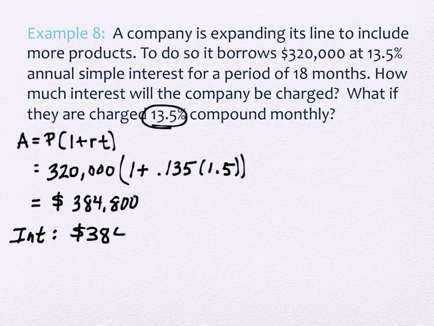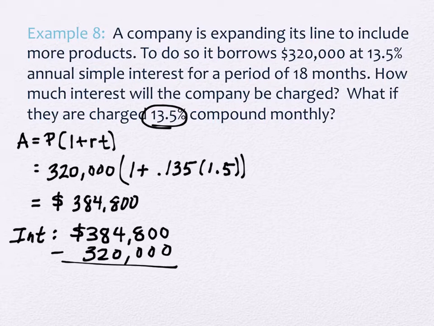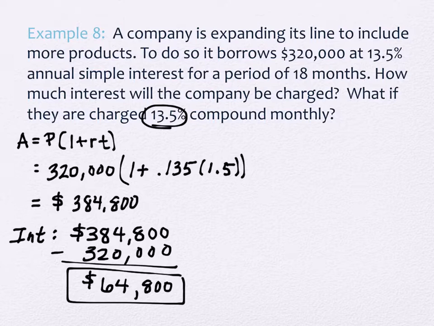I'm going to take my 384,800, and I'm going to subtract the original amount, which was 320,000. You don't necessarily have to show this step, but I want it to be very clear to everyone where it's coming from in case you didn't see it initially. What would we get? $64,800. A lot of money, huh?